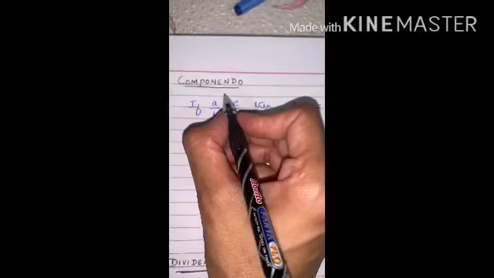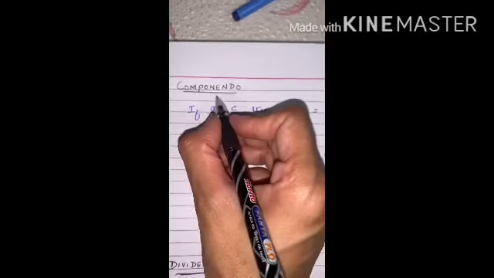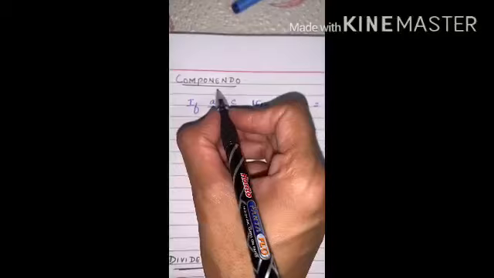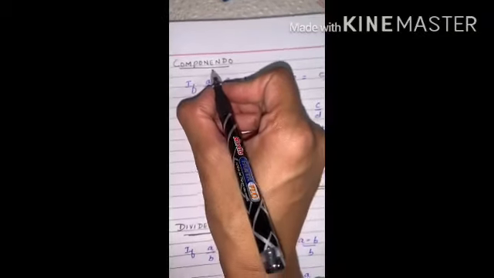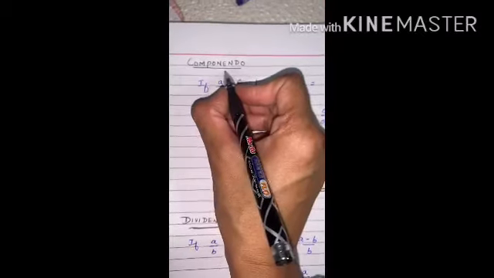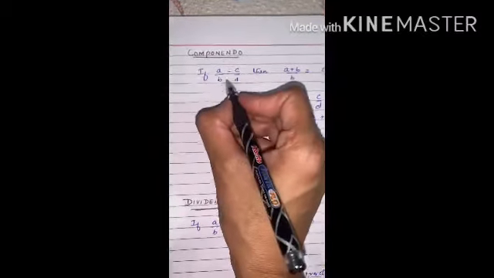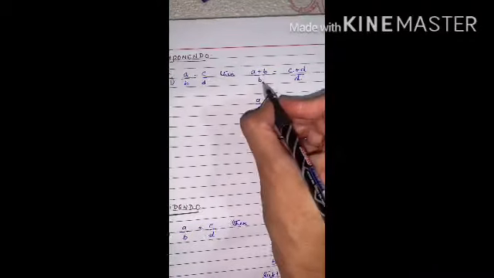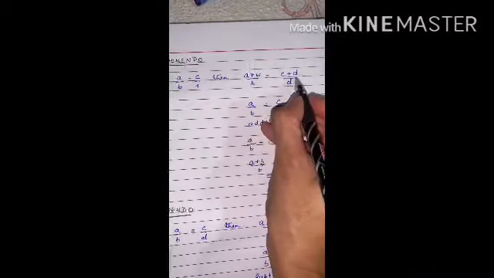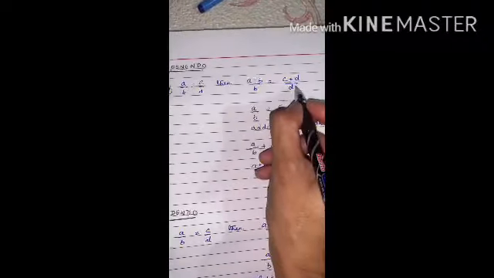In this video, I am going to teach you about Componendo, Dividendo and the combination of Componendo and Dividendo. Let's understand Componendo first. If a/b = c/d, then (a+b)/b = (c+d)/d. This is a formula. Let's see how we got this formula.